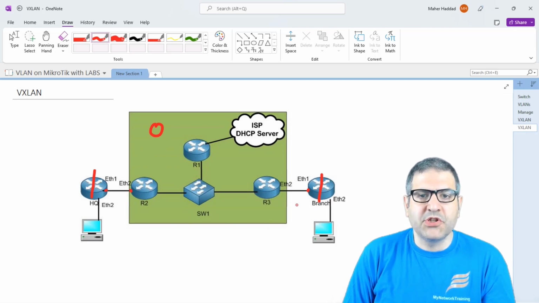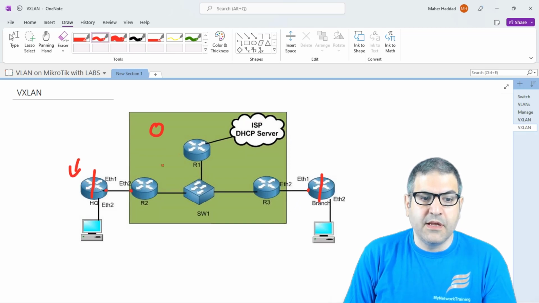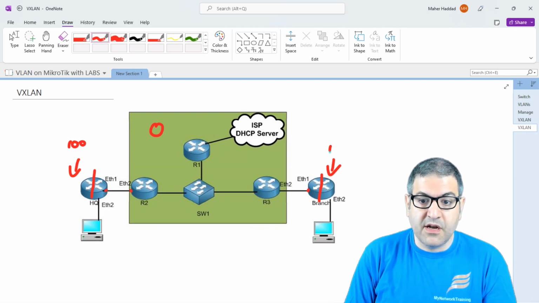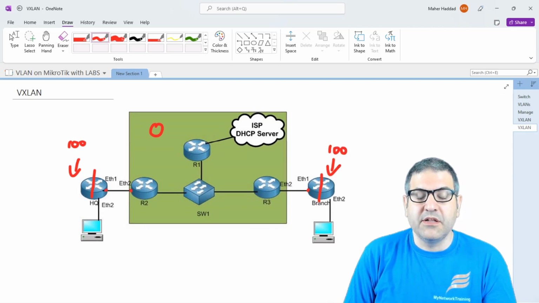So for here, there is nothing we do with the VXLAN. Now the VXLAN will start. So I'm going to create VXLAN on this router, and I'm going to create VXLAN on this router. I'm going to use the VNI, which is the identifier. We can take any number, say 100. So here I put VNI 100, and here I put VNI 100. It should be the same identifier.